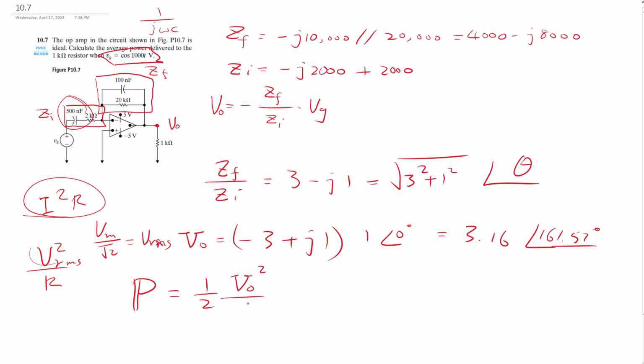How much is R? R is this one, 1,000. So that's 1/2 root 10 squared over 1,000. Then we got the final value, which is 5 milliwatt. So yeah, that's the second question.